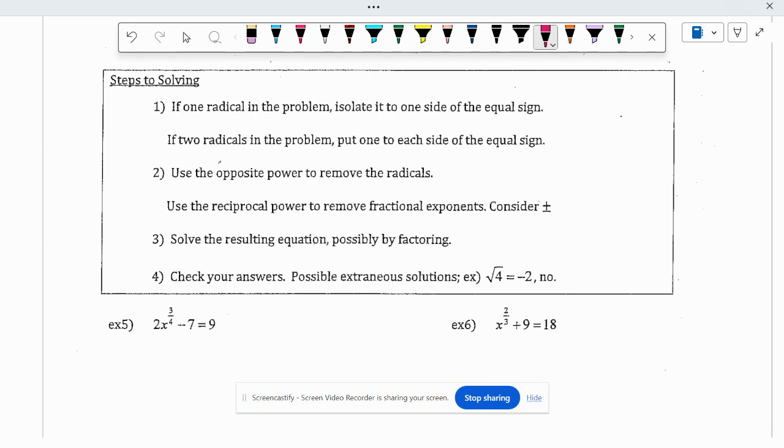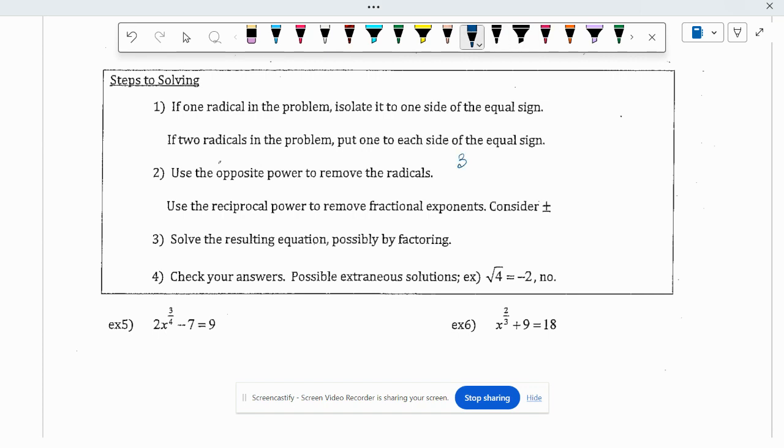Our next example has fractional exponents. If you look at example 5 and example 6, we have fractional exponents. So we're going to just talk through the steps. Step number 1, if you have one radical in the problem, isolate it to one side. If you have two radicals, put one on each side. We already know that. Use the opposite power to remove the radicals. So I want to just show you what that means.